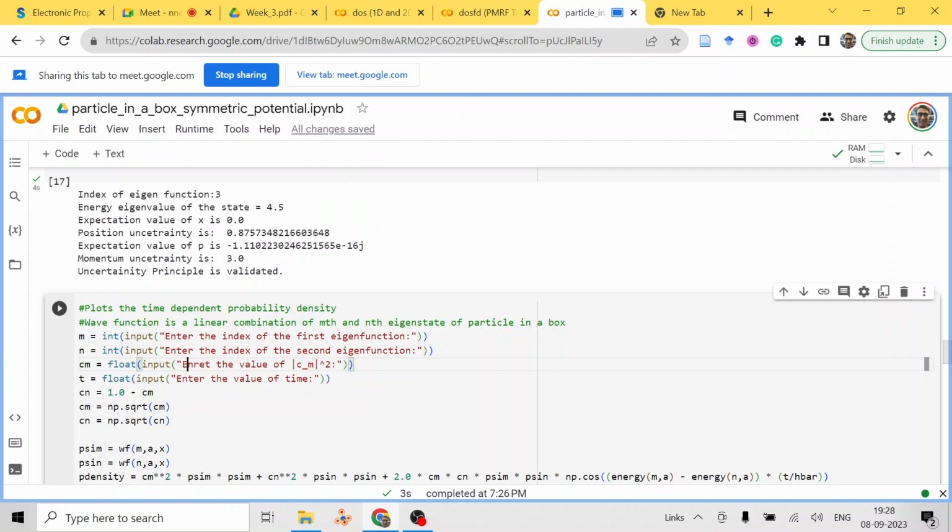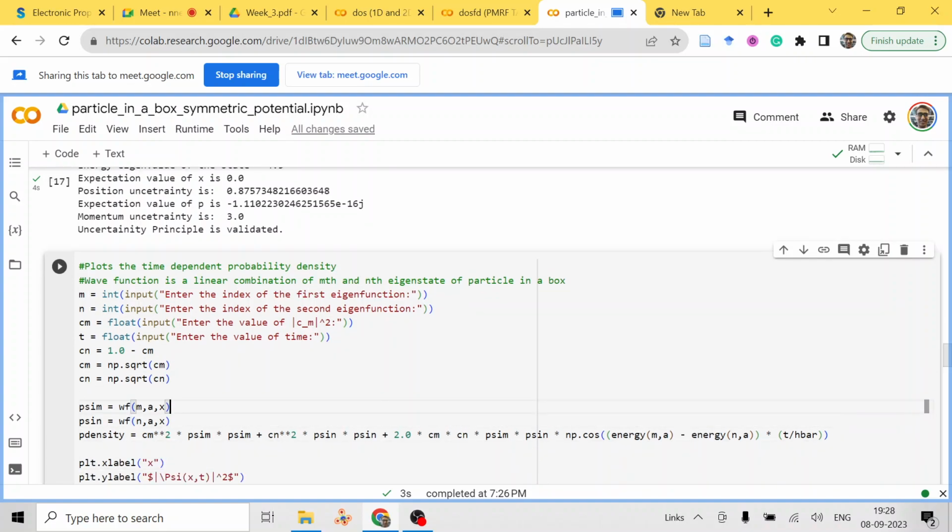Then this is the coefficient. Enter the value of cm square, and for t we have to enter the value of time, and then we know cn will be just equal to 1 minus cm. Then we will do cm is equal to mp dot square root. This is the same as has been done in the lectures as well.